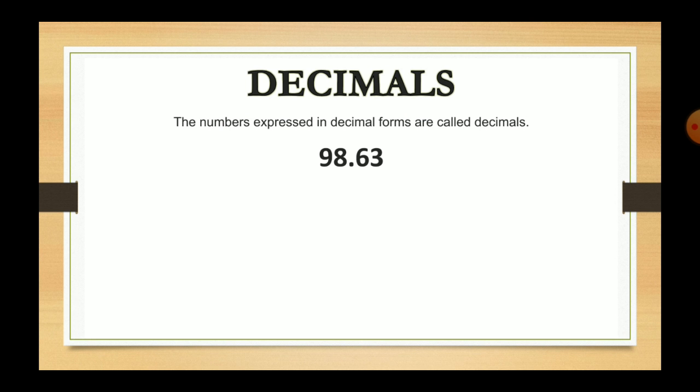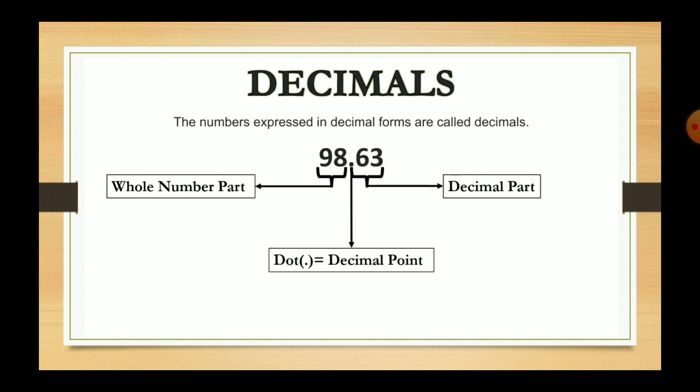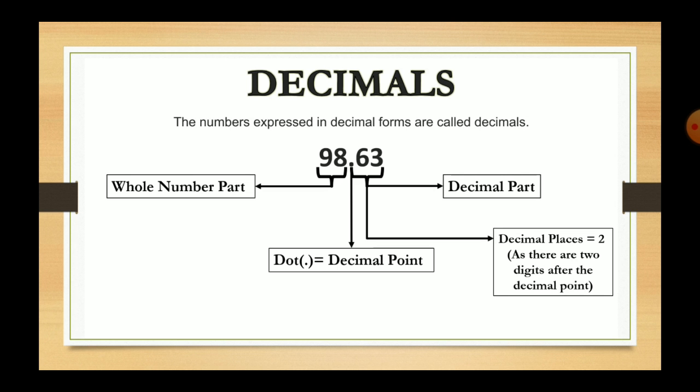Now, as you can see, there are two parts divided in this number, 98.63. So, 98 is our whole number part. This point is known as our decimal point, and 63 is our decimal part. In the decimal part, we have two places. So these two places are known as decimal places.